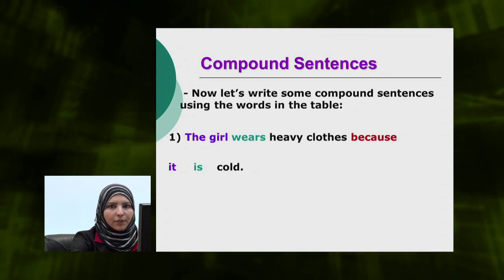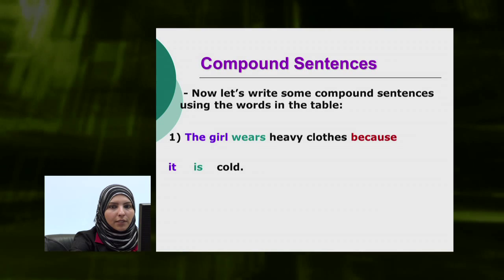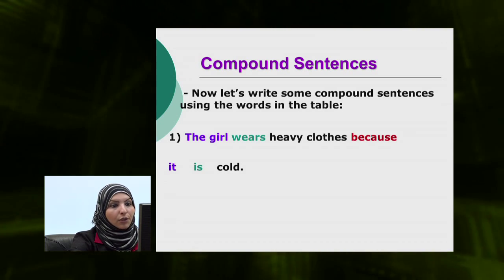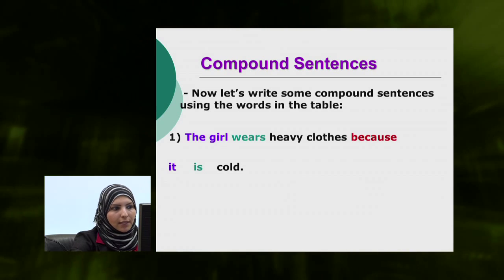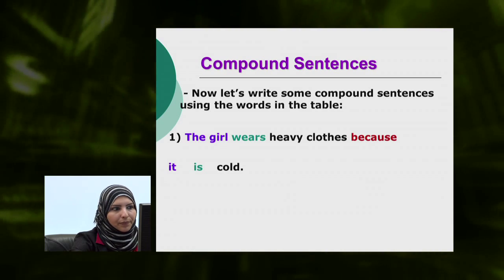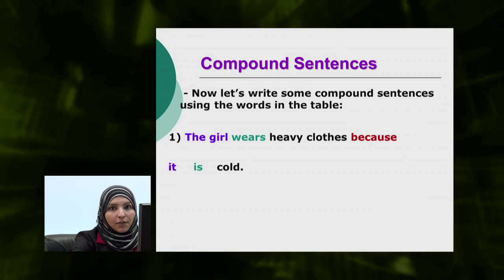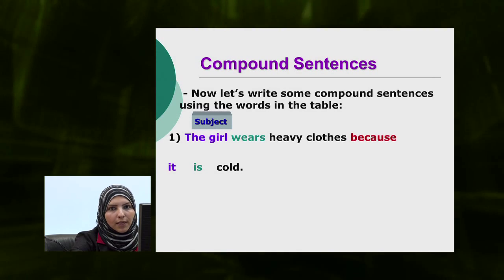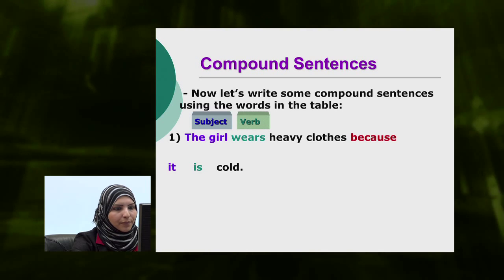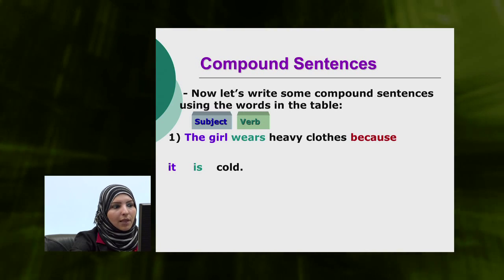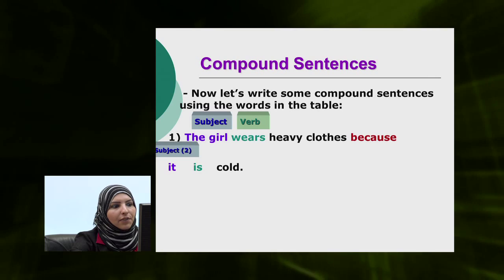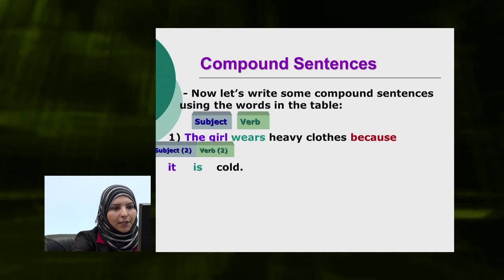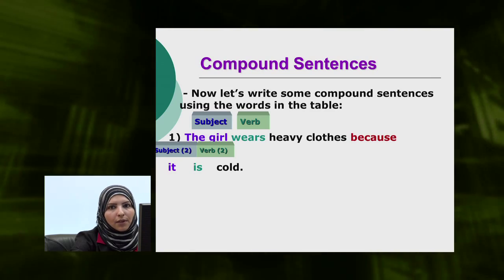Once you look at this sentence, you will find out that it consists of two clauses. The first clause is, the girl wears heavy clothes, while the second clause is, it is cold. Let's look at the subject in the first sentence. It is the girl, and the verb is wears. In the second clause, the subject is it, and the verb is is. We use the connector because, which shows reason.